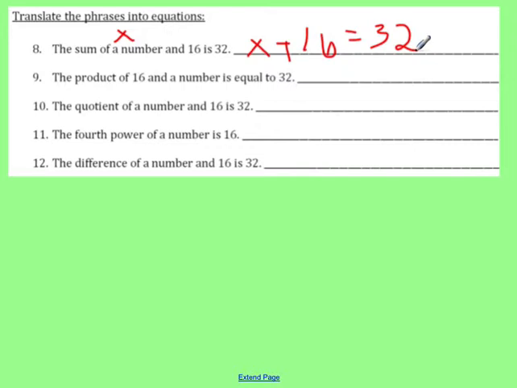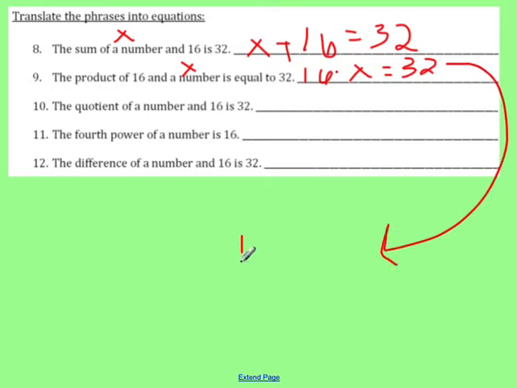Then the product of 16 and a number, again, I'm going to represent that as x, is equal to 32. So that's really just 16 times x, because product means multiplication, is equal to 32. A lot of times we'll see this written as 16x is equal to 32. The 16 and x are being multiplied when they're right next to each other like that.